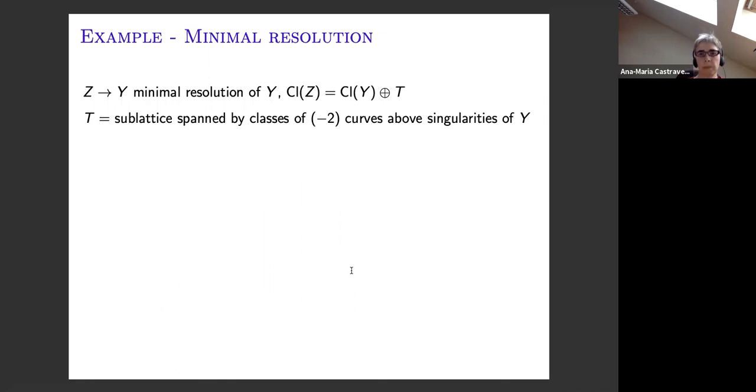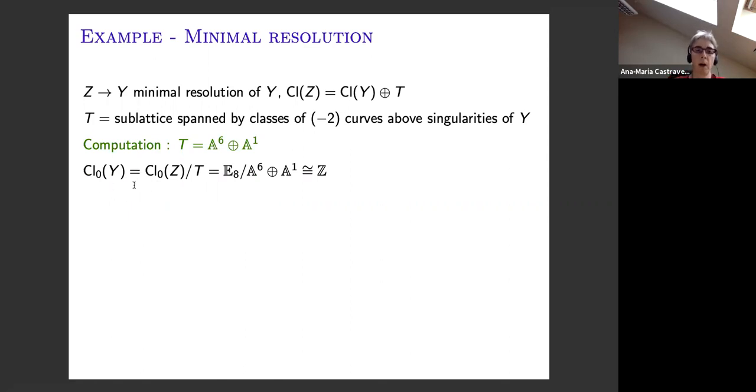So now we'll have to look at this criterion for polyhedrality, finding these 8 linearly dependent roots in E8 that have image 0 by this reduced restriction map. Here is a computation that again requires some effort to show that the sublattice spanned by the classes of -2 curves about the singularities of this Y is this one. You have two chains of -2 curves, one with 6 curves and one a single one. And then CL0 of Y, what I call CL0 of Y, is just obtained by quotienting out CL0 of Z by this sublattice.